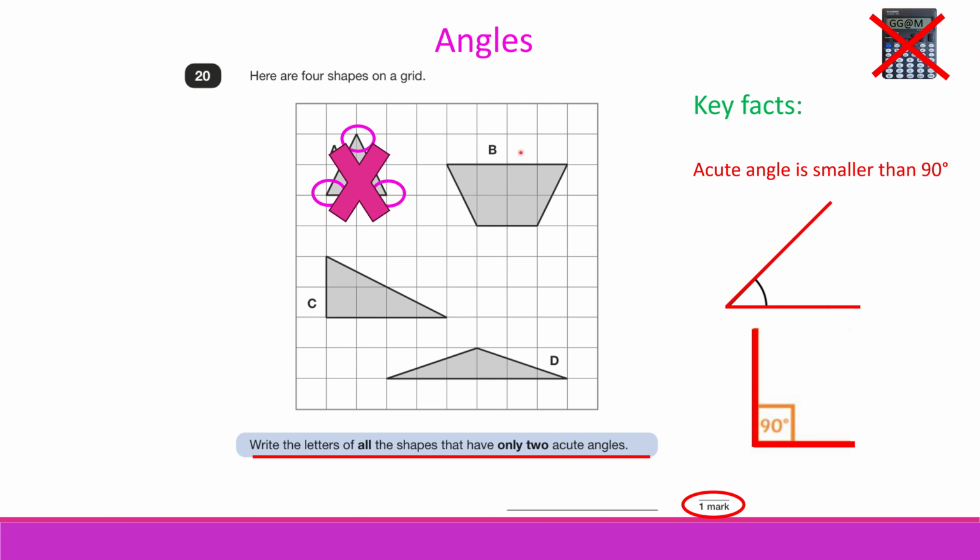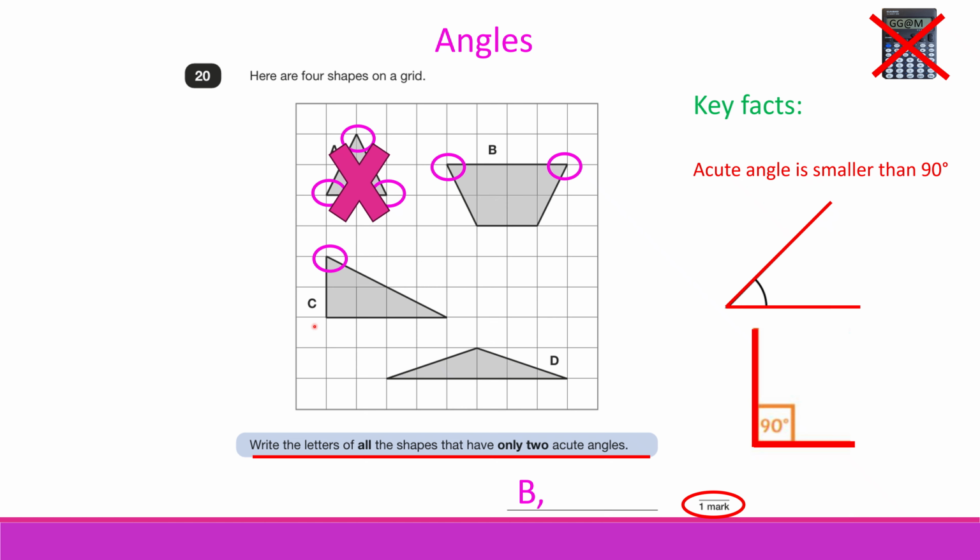The next shape, if we look at the top left, we've got an acute angle up here, less than 90, and here we're less than a right angle again, so this is an acute angle. Down here, this is greater than 90, so this is an obtuse angle, and same here, this is also an obtuse angle because it is greater than 90. So here I've got 2 angles which are acute, so we need to write B down as our first letter.